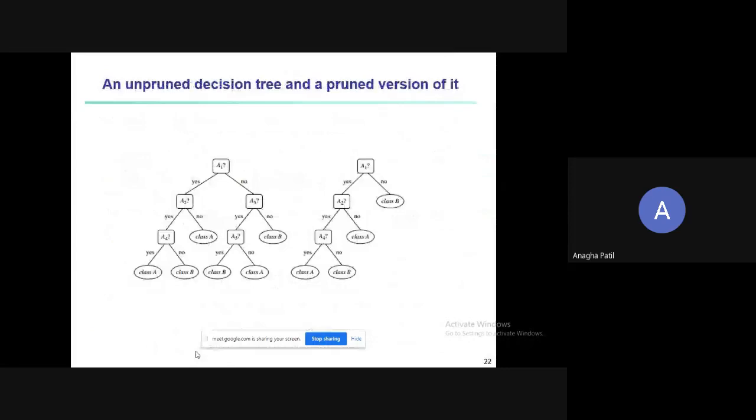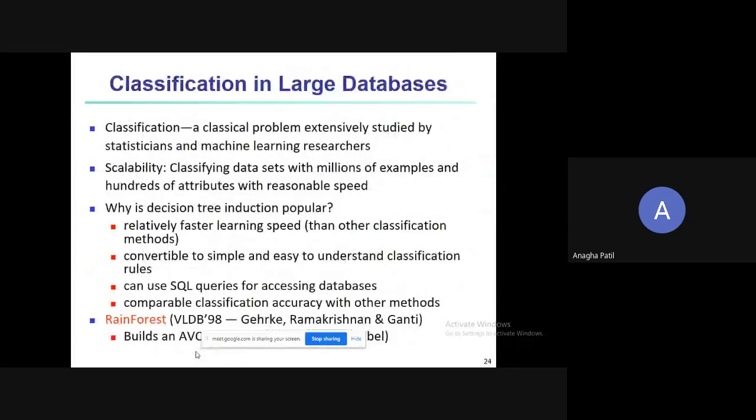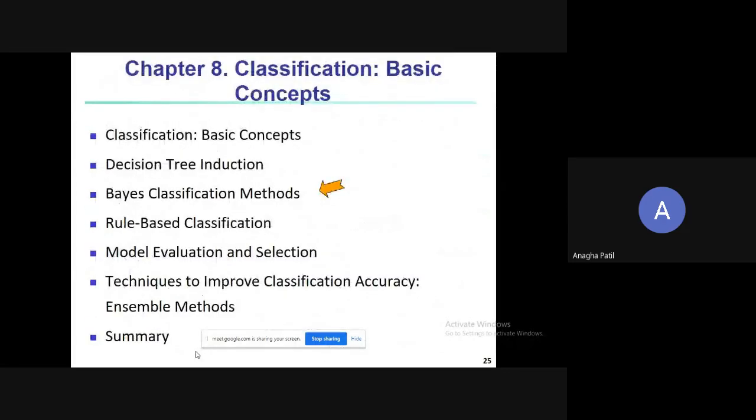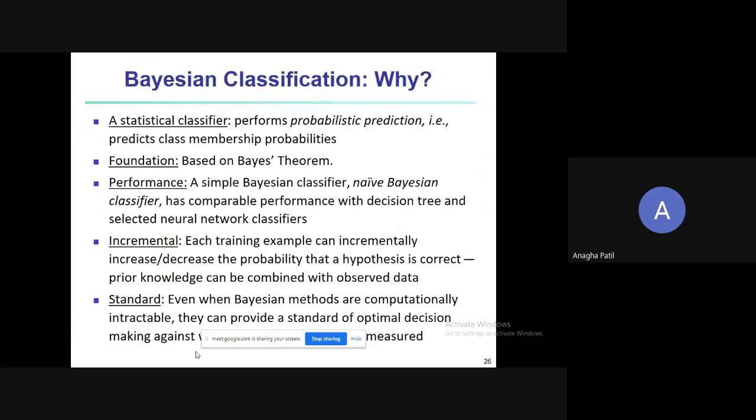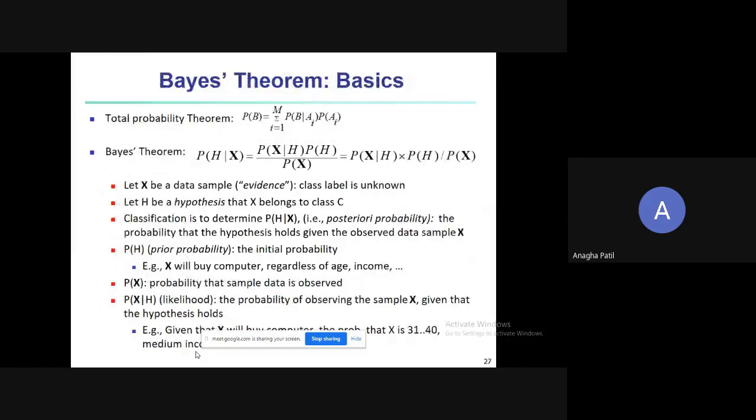And the next classifier is the Bayes classification method, or Bayesian classification. This is a statistical classifier which is based on probabilities. It is based on the Bayes theorem, and it goes like this. This talks about conditional probability.